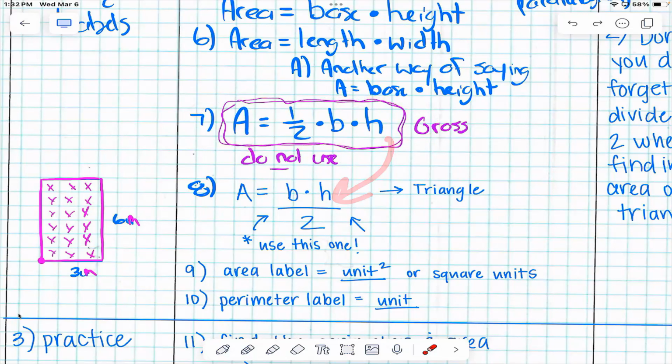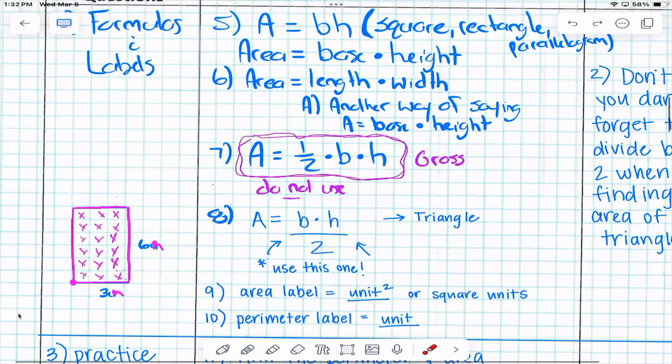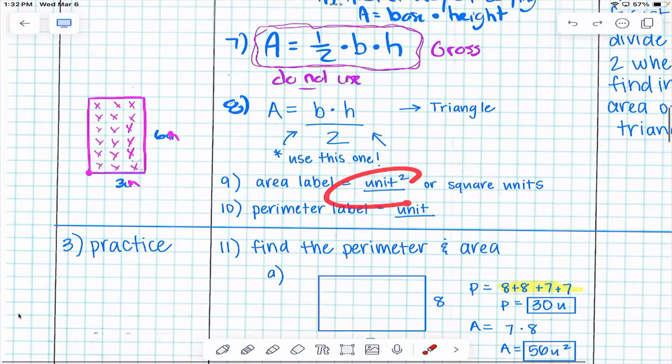If you see that formula, we're going to know it's the area formula for a triangle, but we're going to rewrite it differently. So the area formula of a triangle is very similar to a rectangle, square, or parallelogram, except for a triangle, after you do base times height, you say that again? And that's for a triangle. If you have area, it is what for your label? And perimeter is just what?